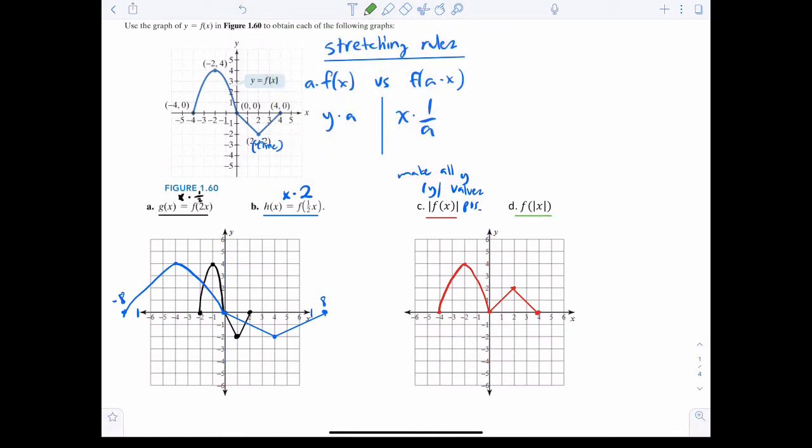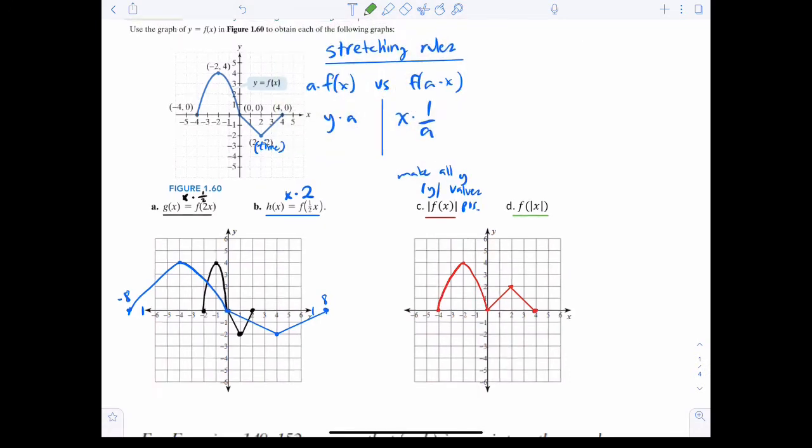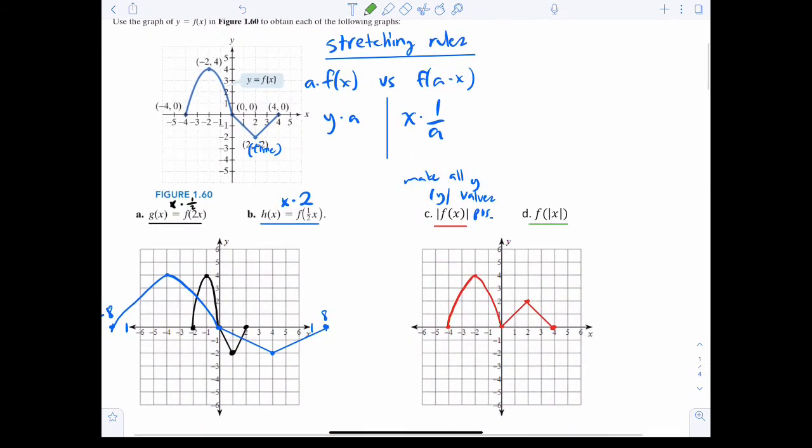It says f of the absolute value of x. So to do that, let's think about if x is positive. So if x is greater than 0, because of the absolute value, nothing should happen. So if you look at this part right here, that part of the graph should still be there, like that. So nothing really happens with that part of the graph. The issue comes on the negative side, like what's going to happen there.